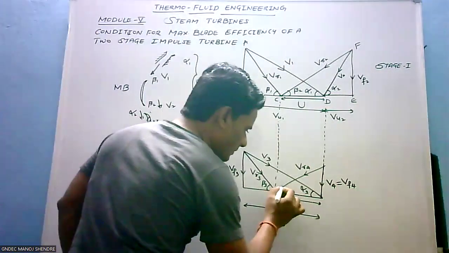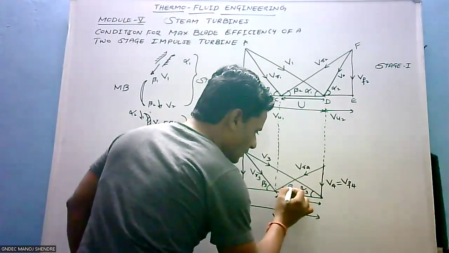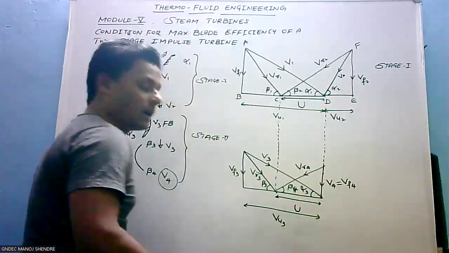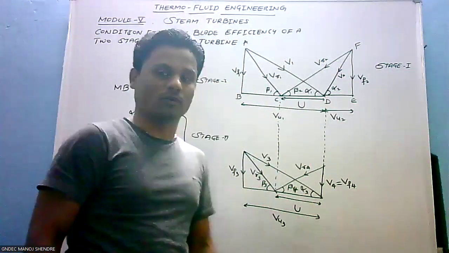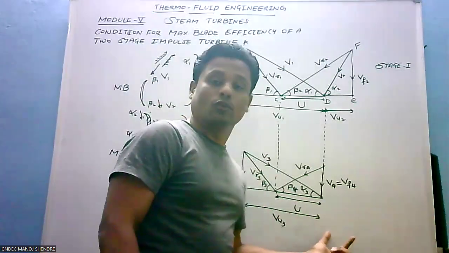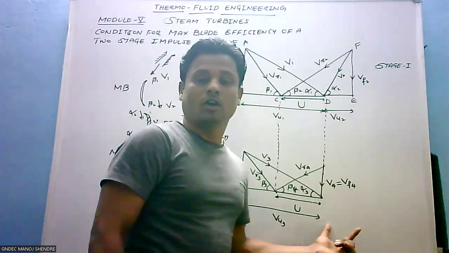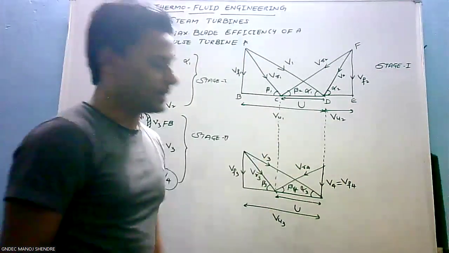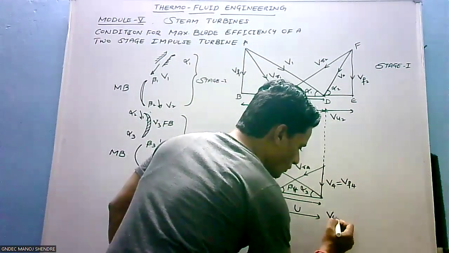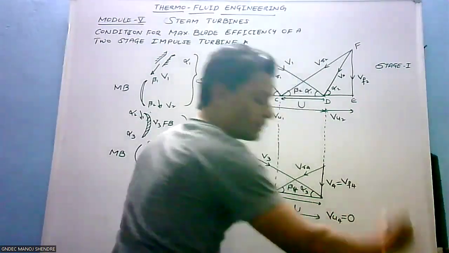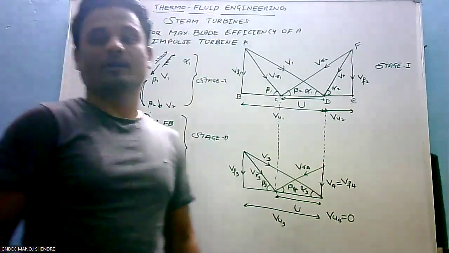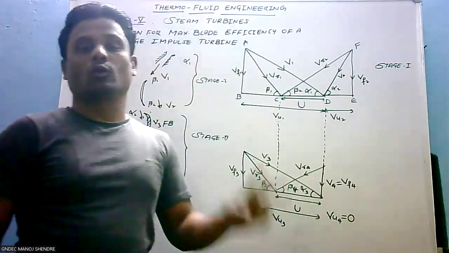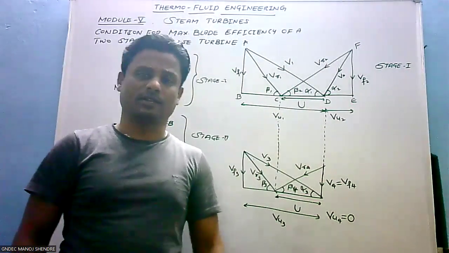And the corresponding angles are beta 3, sorry, beta 4. So for VR4, the angle is beta 4. Now, how about the VU4 here? The whirl velocity component, or tangential velocity component, at the outlet. Obviously, it will be equal to 0, right? So VU4 is equal to 0. Is that clear, guys? This is how we have to draw the combined velocity triangle for a two-stage impulse turbine. Hope this is clear, right?